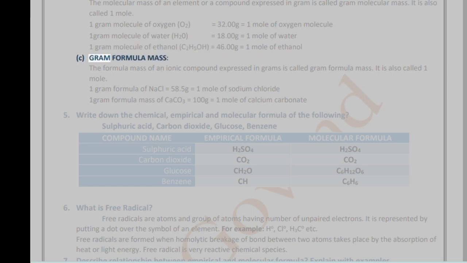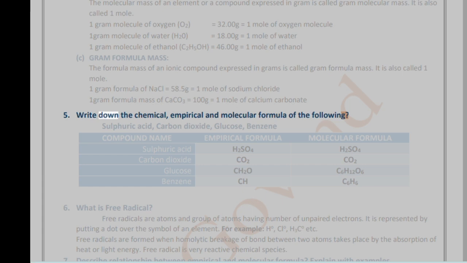Gram formula mass. The formula mass of an ionic compound expressed in grams is called gram formula mass. It is also called 1 mole. 1 gram formula mass of NaCl equals 58.5 g equals 1 mole of sodium chloride. 1 gram formula mass of CaCO3 equals 100 g equals 1 mole of calcium carbonate.